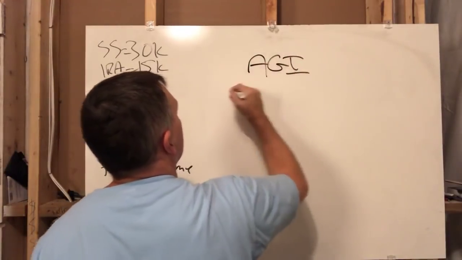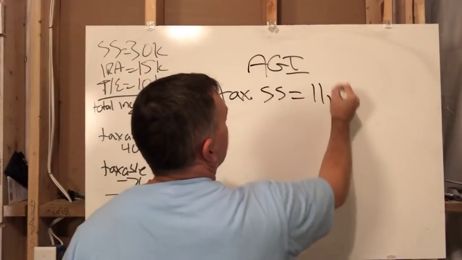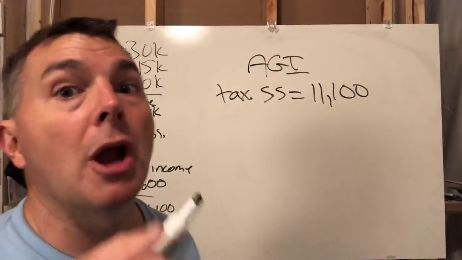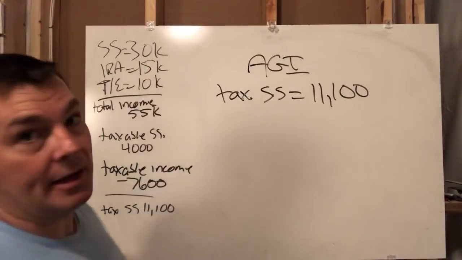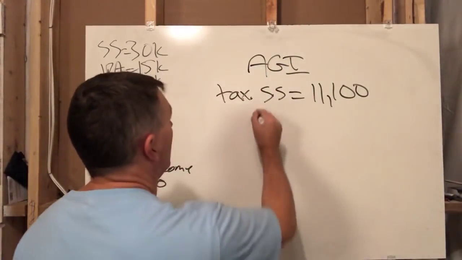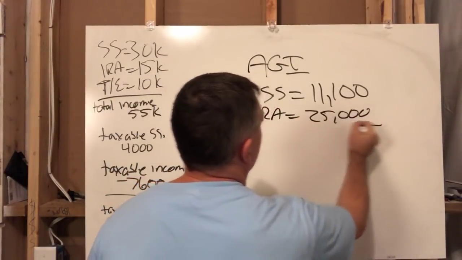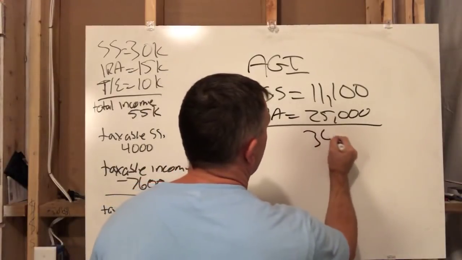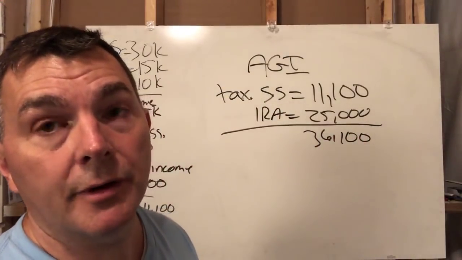AGI, taxable Social Security, $11,100. Now we can take all of our other income, but we aren't going to take our tax-exempt interest this time. So we're going to take our $15,000 IRA distribution plus the Roth IRA distribution, which is $25,000. IRAs, $25,000 total. We add those two together, and even me in my head can say $36,100, because I did not take Common Core math. I was able to figure that on my own.